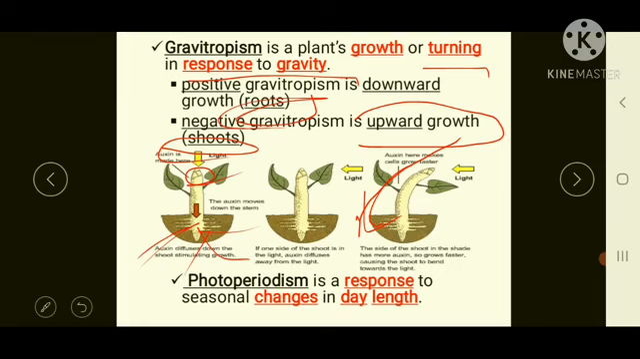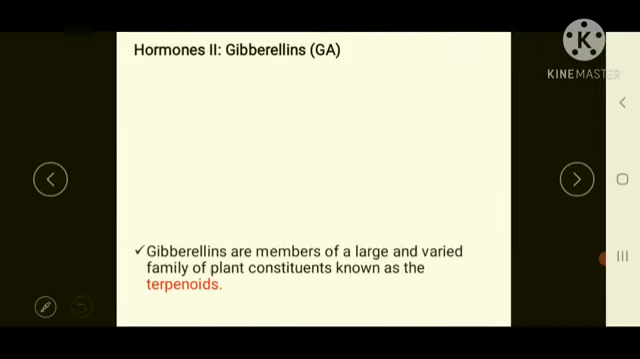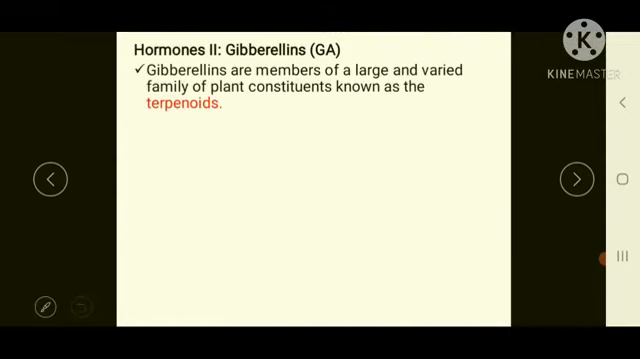Phototropism is a response to seasonal change in day length. So when you say day length, maybe it is night, maybe it is day, or maybe it is midnight. The other important plant hormone is gibberellins.